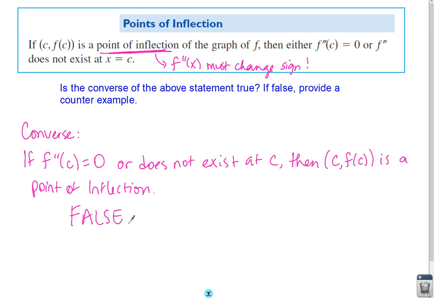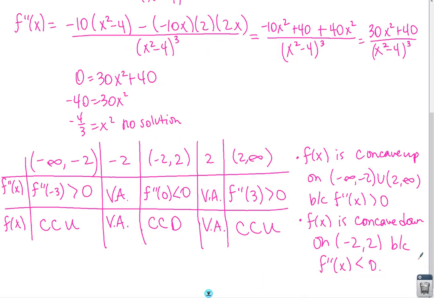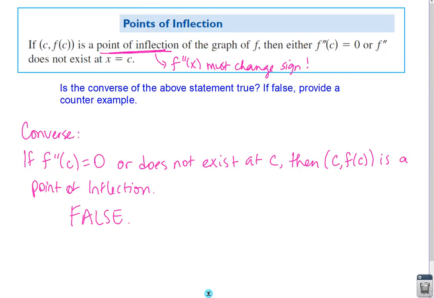Oh, hey, Miss Reverend, the last problem we just did, we had two numbers where my second derivative didn't exist, and my concavity still changed. The concavity changed, but my second derivative didn't exist. Well, that's because my function didn't exist. So be very, very careful with this. Just because your second derivative does not exist, that doesn't make it an automatic point of inflection. You have to check to see that your concavity changes signs, but then you also have to make sure that it's an actual point on your function.